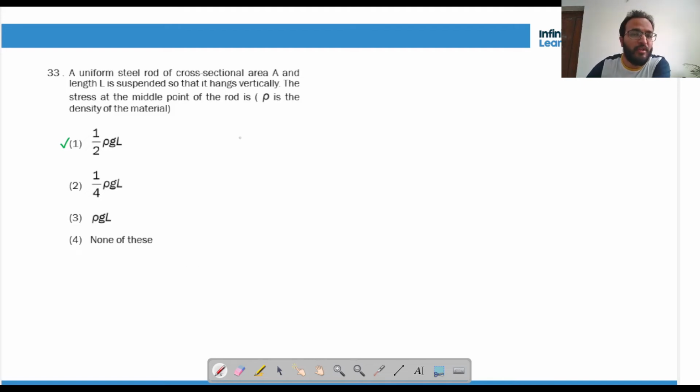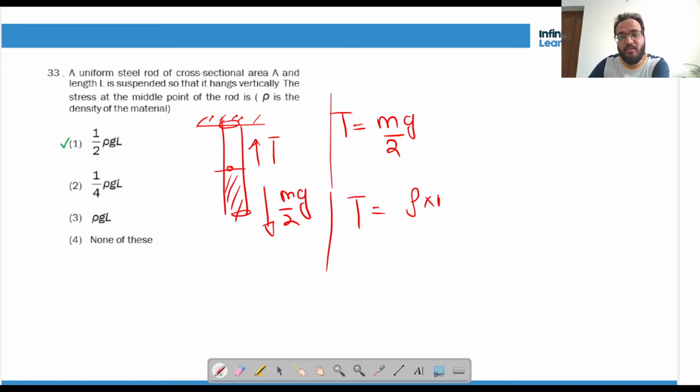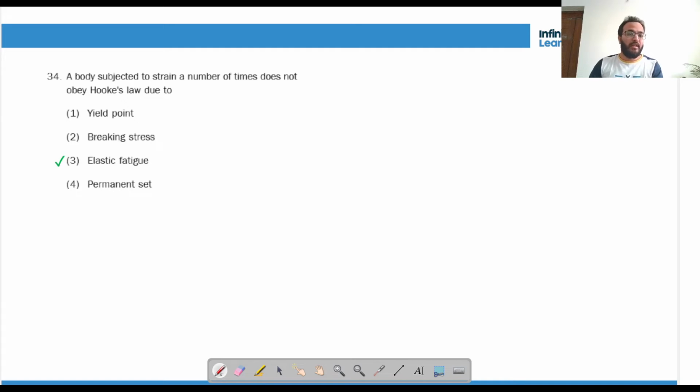33. A uniform steel rod of cross-sectional area and length L is suspended. Tension at the midpoint is equal to half of the weight. Here the tension is balancing the weight of half of the rod, mg by 2. So T must be mg by 2. So m is rho into area into length, into g by 2. What they are asking is stress. Stress is tension upon area, rho Lg by 2, or rho gL by 2. Got it?